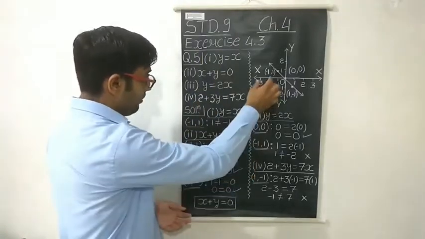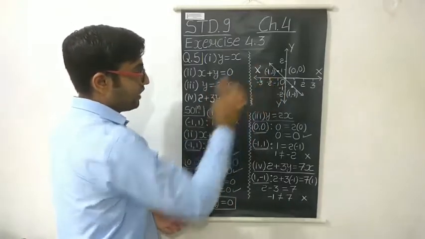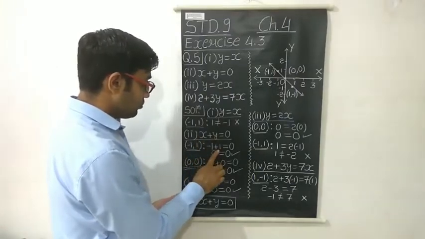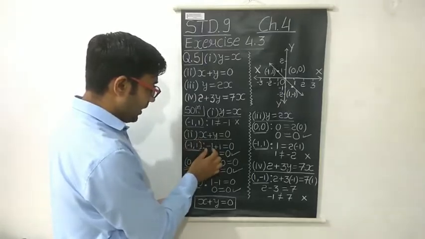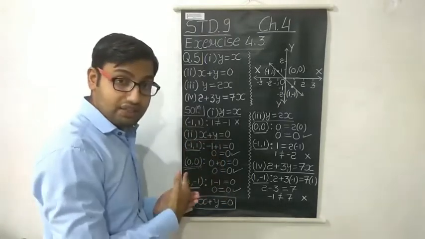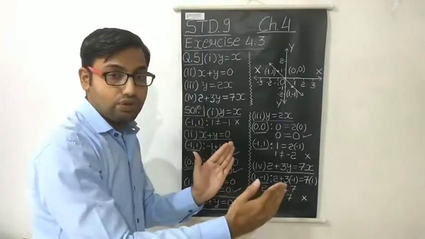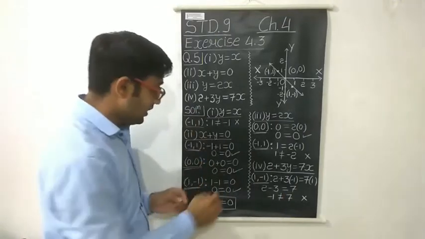Now put the value. The x coordinate is -1, the y coordinate is 1. Put x equals -1, y equals 1 in this equation, and we get -1 plus 1. And -1 plus 1 is 0. Left hand side is 0. Right hand side is already 0. 0 equals 0. This point satisfies this equation, right?